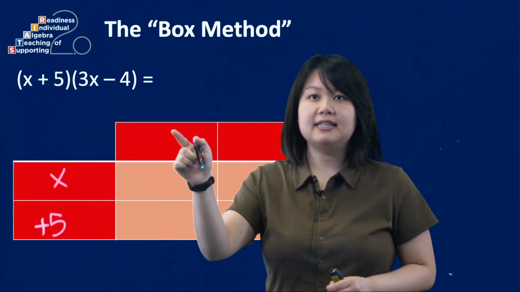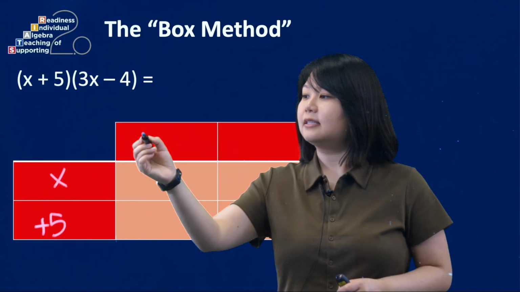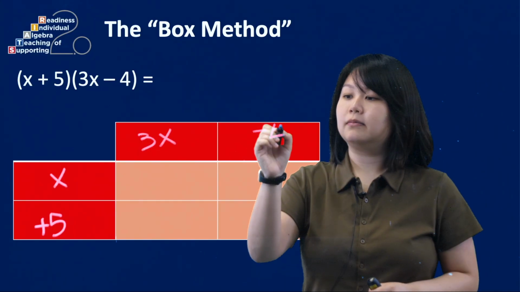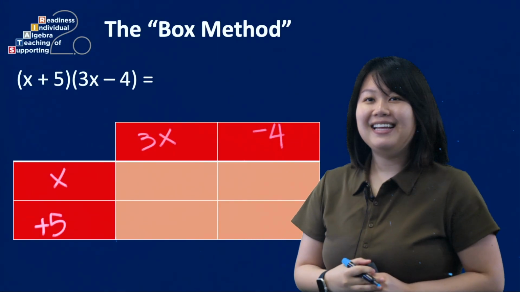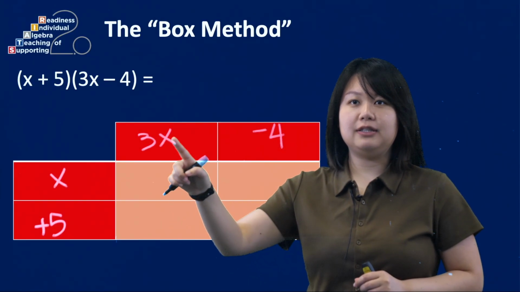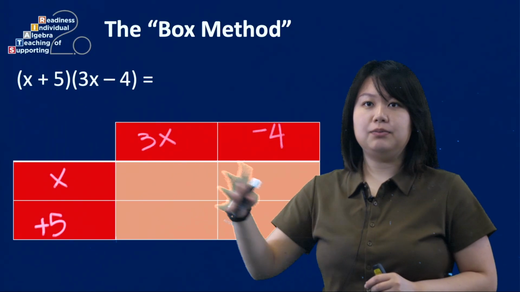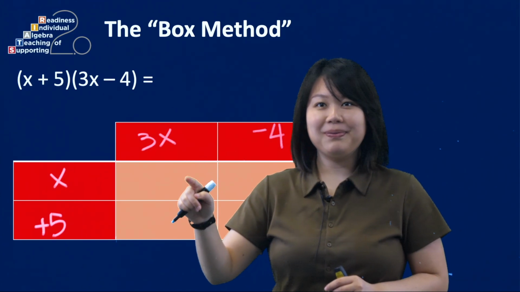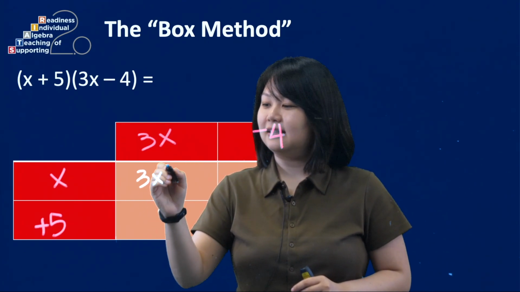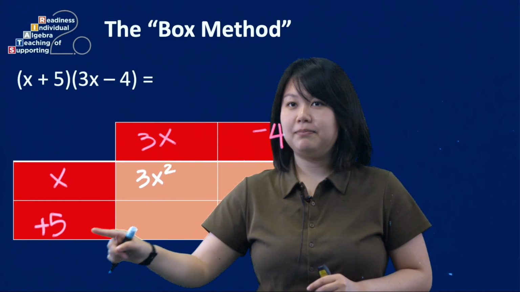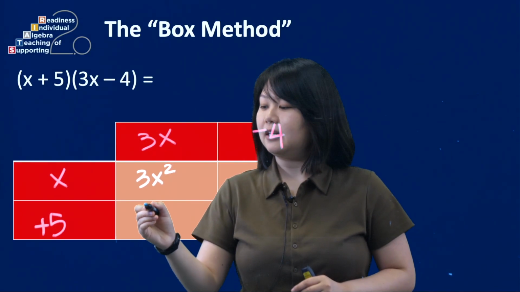And here, I'm going to identify the second factor with 3x and negative 4, right here. And now, with each square or each box here, I'm going to multiply the terms that are aligned in the rows and columns, okay? So in this box, I'm going to multiply x with 3x, which I will get 3x squared. And here we have 3x times 5, positive 5, then 3 times 5 is 15, and then multiplied by x is 15x.